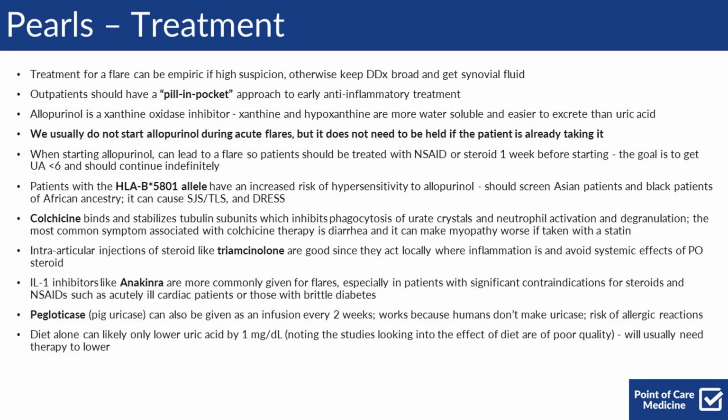Colchicine binds and stabilizes tubulin subunits, which inhibits phagocytosis of urate crystals and neutrophil activation and degranulation. The most common symptom associated with colchicine therapy is diarrhea, and it can make myopathy worse if taken with a statin.